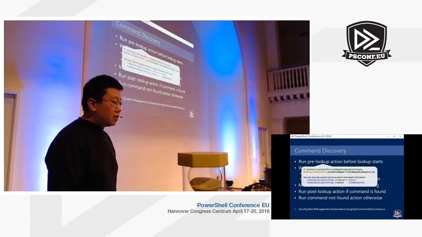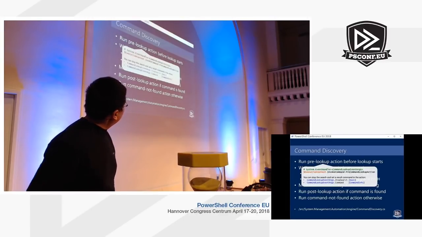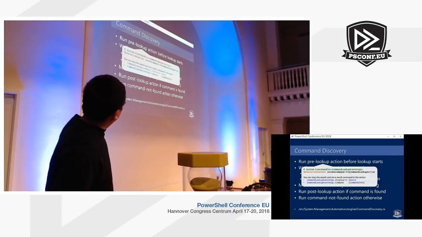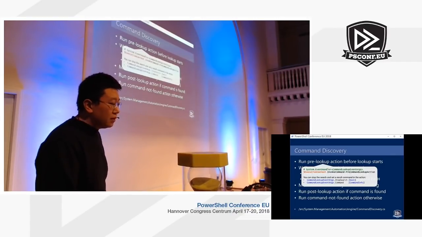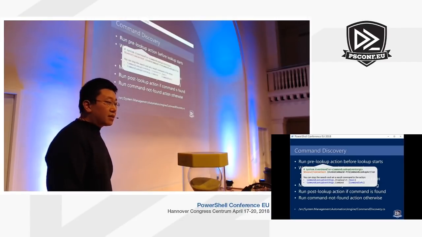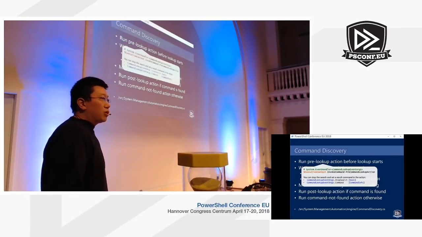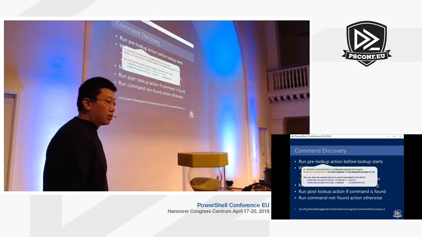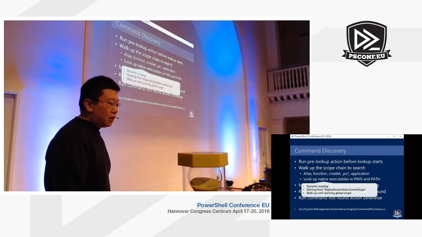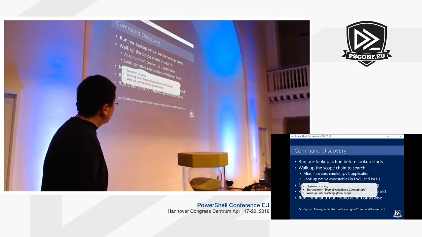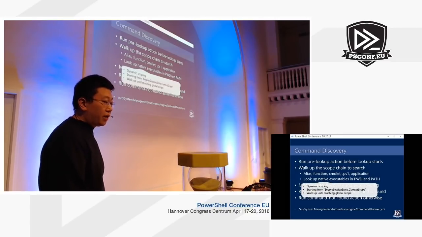First, the pre-lookup event handler will be triggered if it's set. You can find the event handler in this place: $ExecutionContext.InvokeCommand.PreCommandLookupAction. In this handler, you can decide which command you want to return as a result and tell the search to stop. If the search is not stopped, then PowerShell will look up the command in the scope chain.